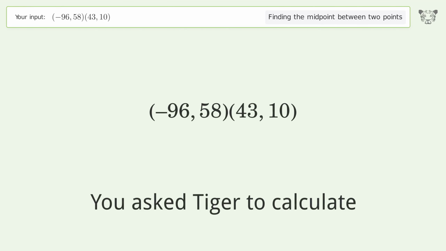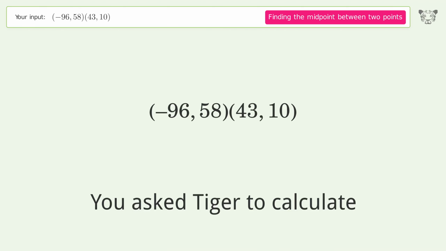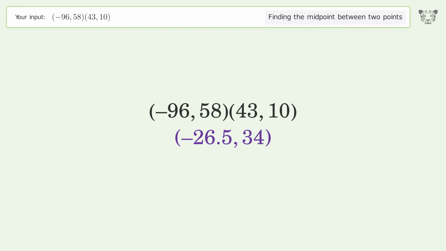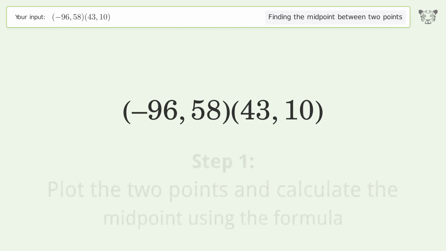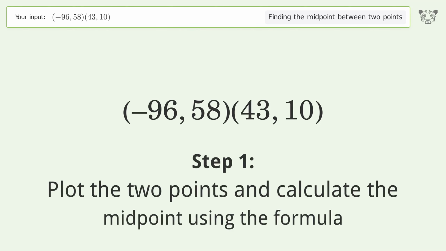You ask Tiger to calculate. This deals with finding the midpoint between 2 points. The midpoint between the 2 points is negative 26.534. Let's solve it step by step. Plot the 2 points and calculate the midpoint using the formula.